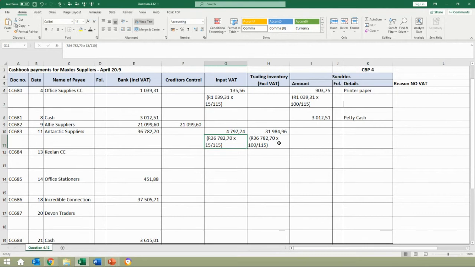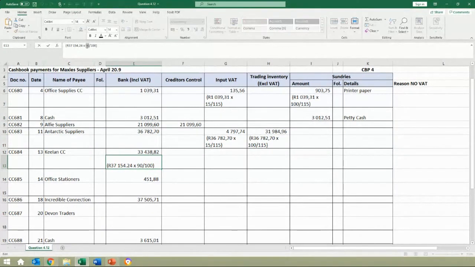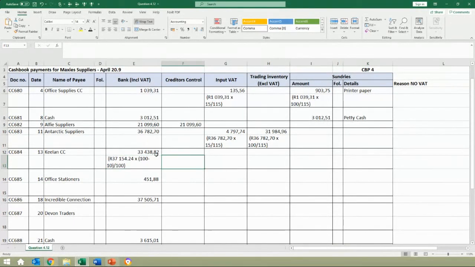Okay, so Tamela says we take that 37,000, which they've given us, and we multiply it with 90 over 100. How she got to the 90 is because we got a 10% discount, so we are deducting that 10% from the 100, which gives you 90. So you could have also written, instead of a 90 here, 100 less 10, which is 90, then over 100, which gives you that 33,438 rand. So that's how you work out that amount.